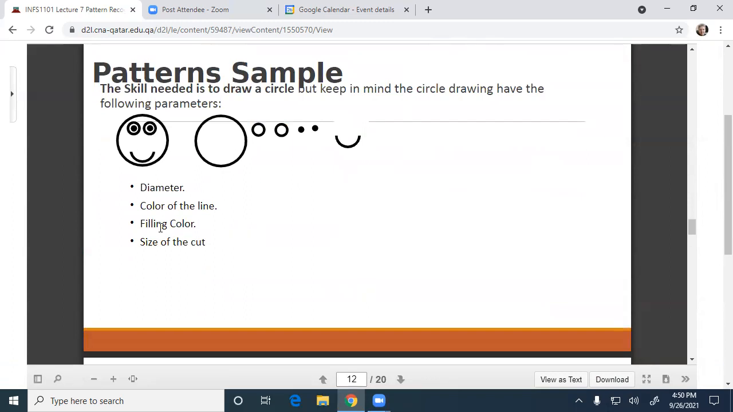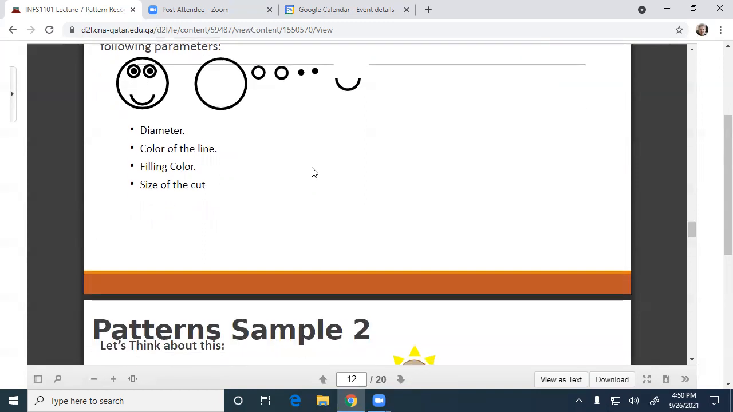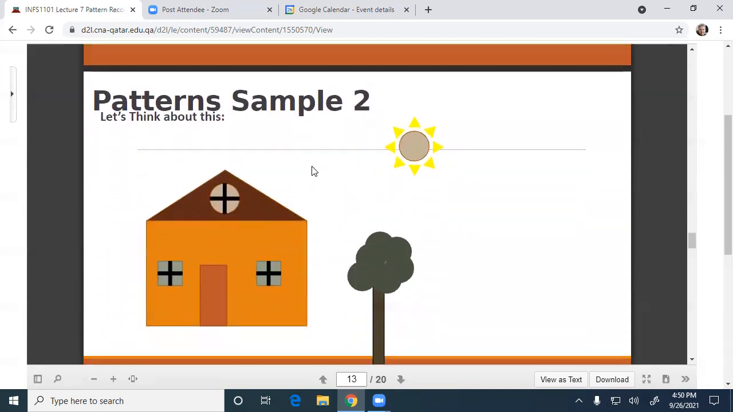And so these are things you'd need to know. What is the diameter? What color is the line? How thick is the line? What fill, if you're going to use a fill? And the size of the cut, I guess, is how many degrees out of the 360 will you go before you get there?